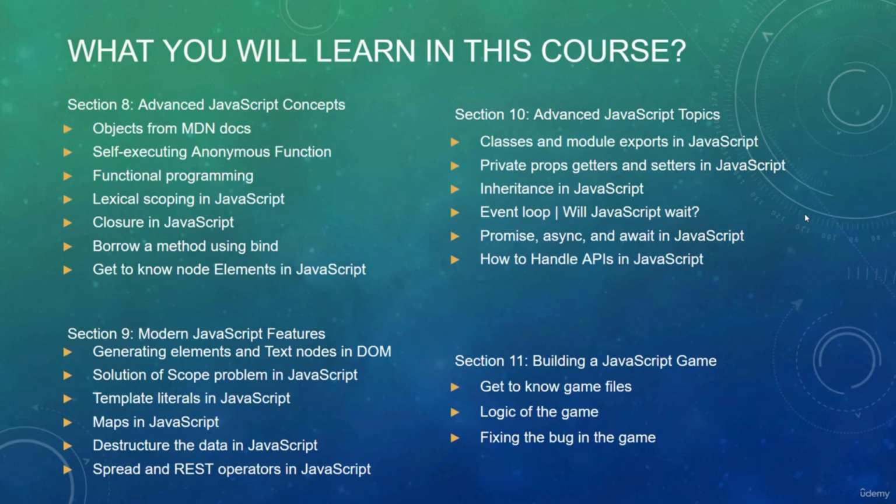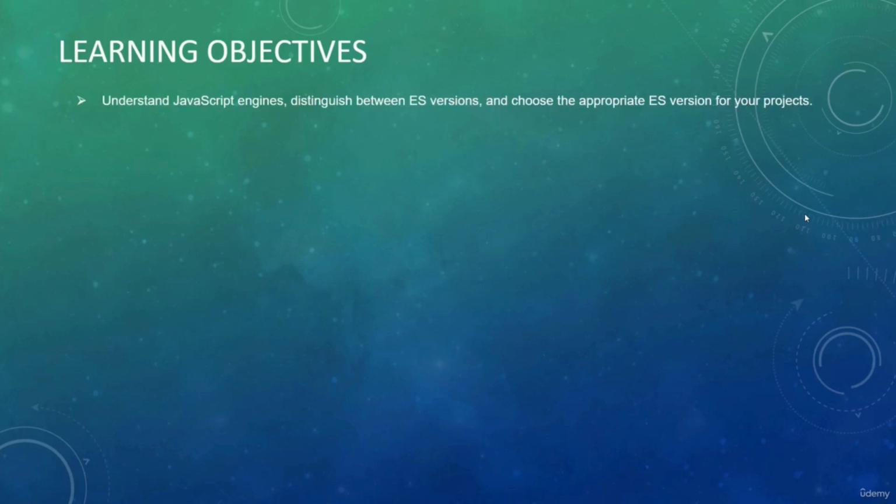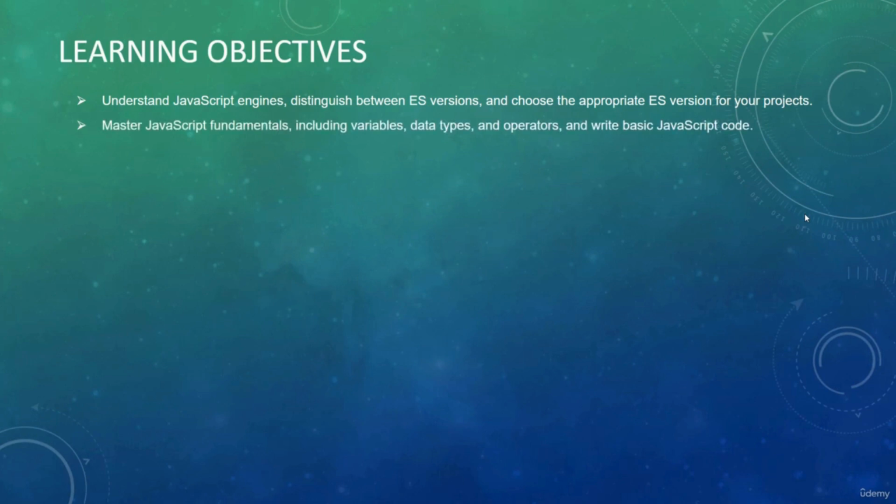So this is the course content. I hope you like it. Let's come to the learning objectives of this course. You will have a clear understanding of JavaScript engines. You can distinguish between ES versions, and you will be able to choose the appropriate ES version for your project. You will master JavaScript fundamentals, including variables, data types, operators, and so on.